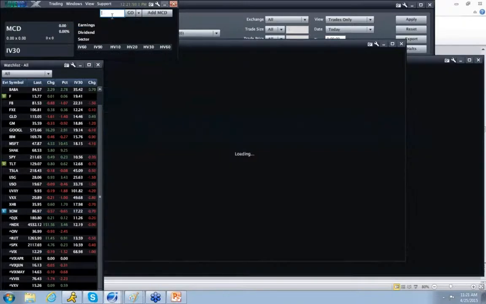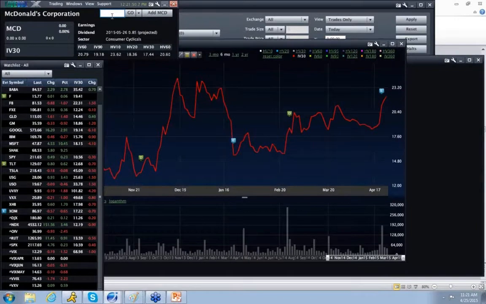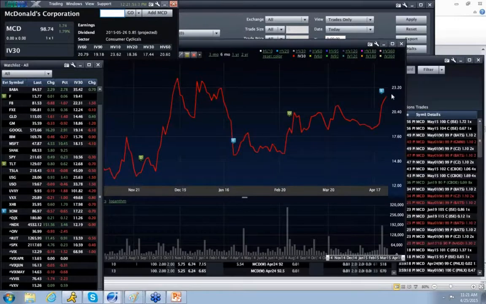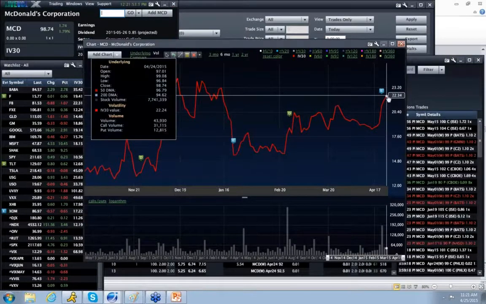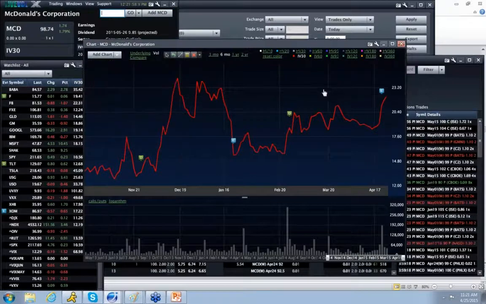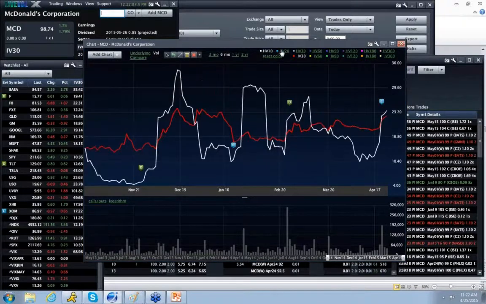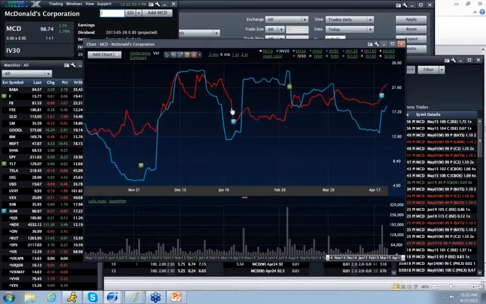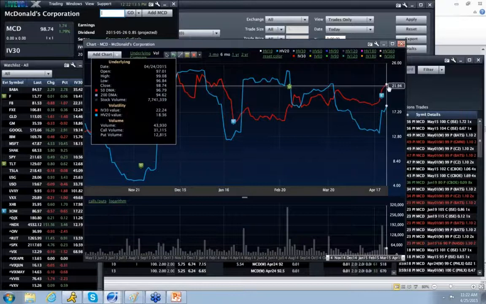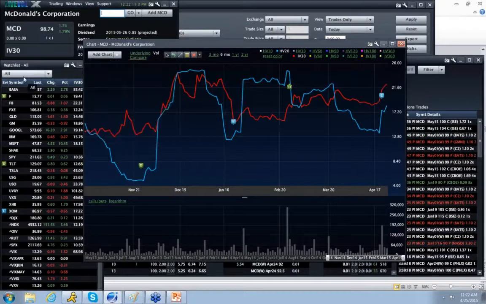McDonald's. What's interesting is the vol's going up, and they had earnings. This might be one that could be an interesting little one-day risk premium trade. The stock's moving around some. That might be one that I look at on Monday morning and say, all right, is it going to move between now and Tuesday night?